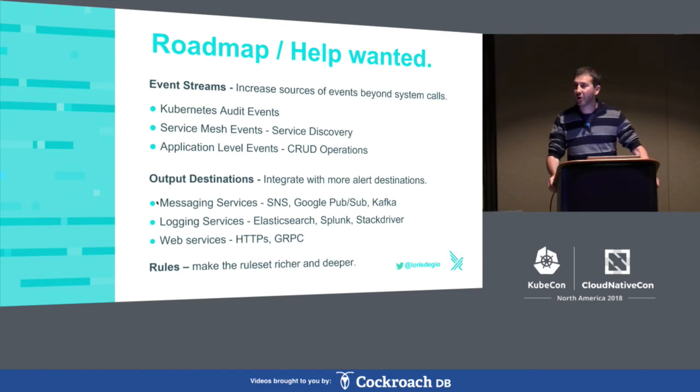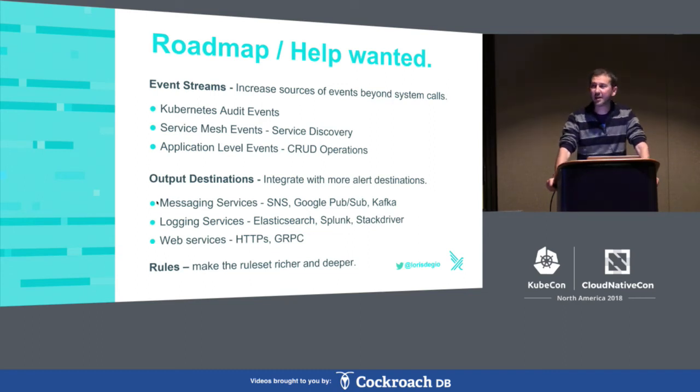Similarly, we are working more and more to try to integrate Falco in a way that is as seamless as possible with the ecosystem in a general way. So messaging services like SNS, Google PubSub, or Kafka, we see quite a bit of demand. For example, Kafka is quite used in production in the enterprise, and it's a great destination for Falco events. And then you can consume them any way you want. And logging services like Elasticsearch, Splunk, Stackdriver, and so on. Web services like HTTPS, gRPC, and so on.